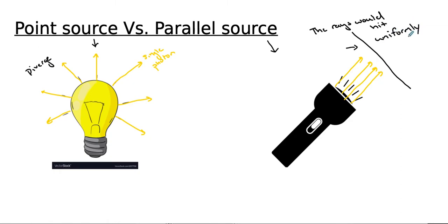So you can think of it this way. If you take a light bulb and put it in a room, it's going to illuminate the whole room. Whereas if you take a flashlight and put it in a room, it's going to illuminate where you point the flashlight, for most flashlights.